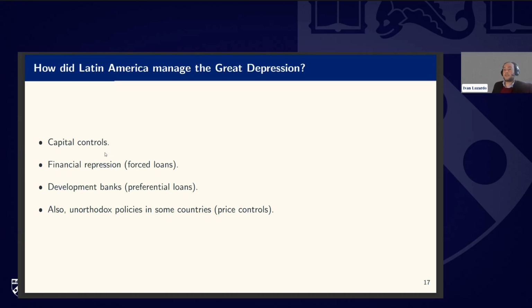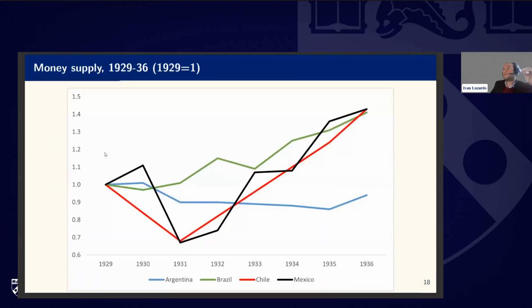So we will see the rise and consolidation of development banks, or development banking, in Latin America. And in some countries, we will see an additional level of government intervention, and even the implementation of so-called unorthodox policies. Essentially, we're talking about price controls. They were more prevalent in South America, particularly in the southern cone. So, for instance, we have the cases of Argentina and Chile.